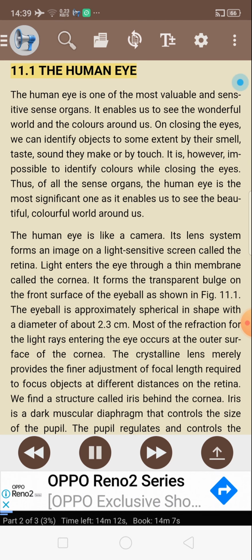11.1 The human eye. The human eye is one of the most valuable and sensitive sense organs. It enables us to see the wonderful world and the colors around us. On closing the eyes, we can identify objects to some extent by the smell, taste, sound they make, or by touch. It is, however, impossible to identify colors while closing the eyes. Thus, of all the sense organs, the human eye is the most significant one as it enables us to see the beautiful, colorful world around us.